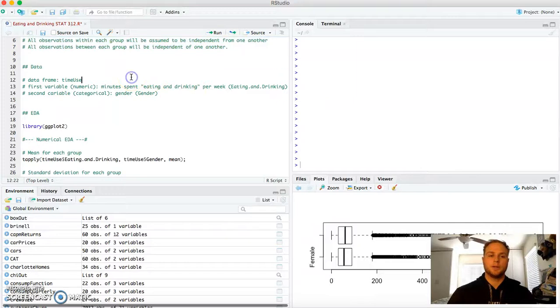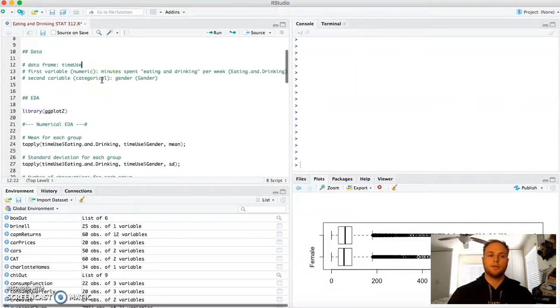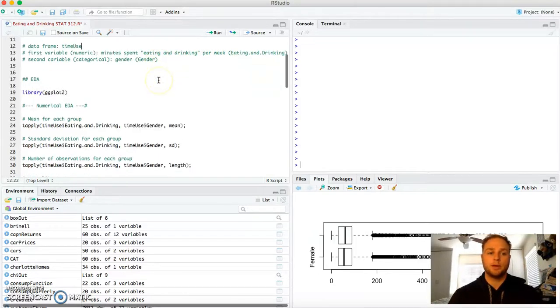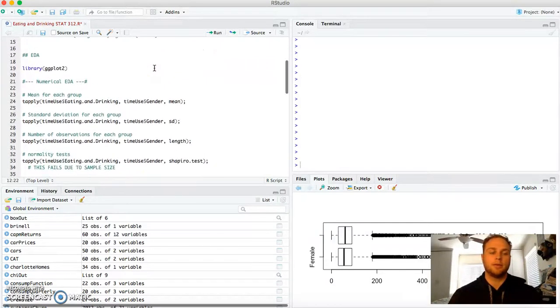The data we're going to use is the time use data frame. The first variable, which is numeric, will be minutes spent eating and drinking per week. And the second variable will be categorical, and it will be gender, male or female. Keep in mind, R organizes things alphabetically, so female data will pop up first when you run these.